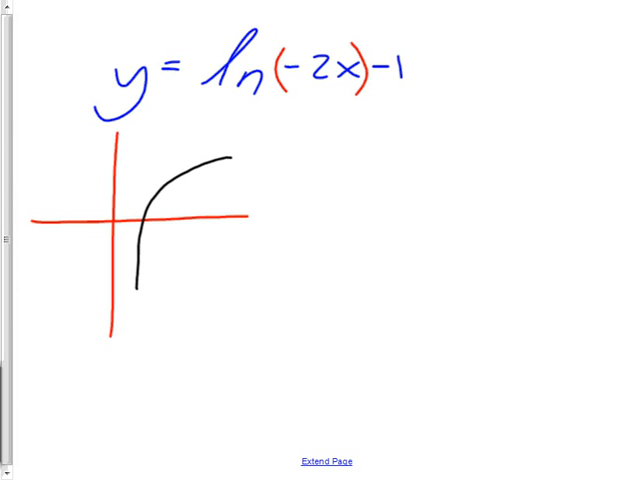They always go through the point 1 comma 0, that point right there, to start with anyway. And they always have an asymptote like this. It's just like the other log, it's just about how steep or how tight the turn is. And this has a base e. ln is the same as log base e of negative 2x minus 1.